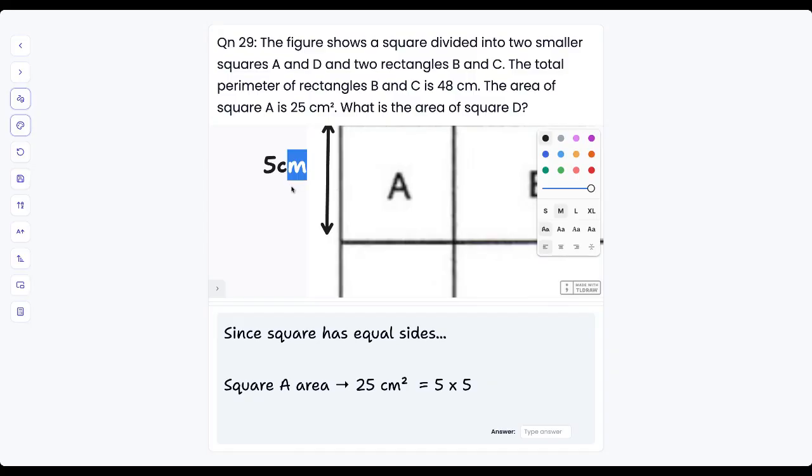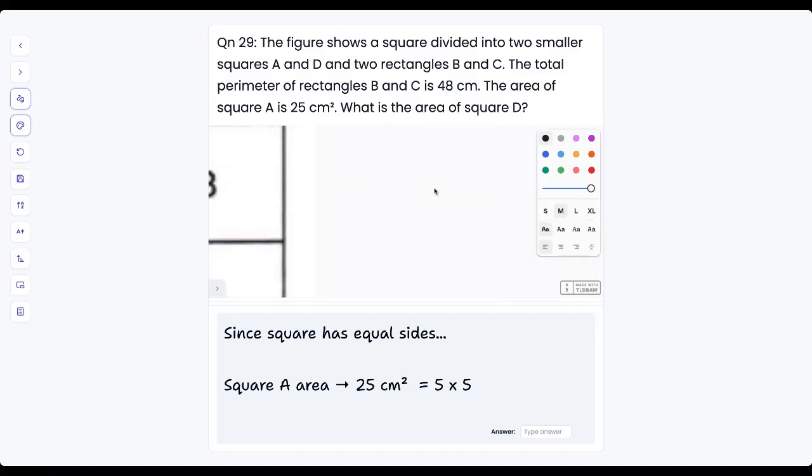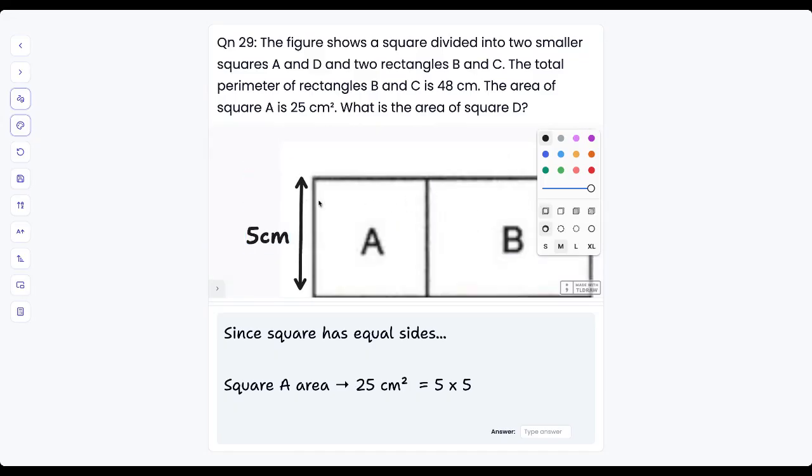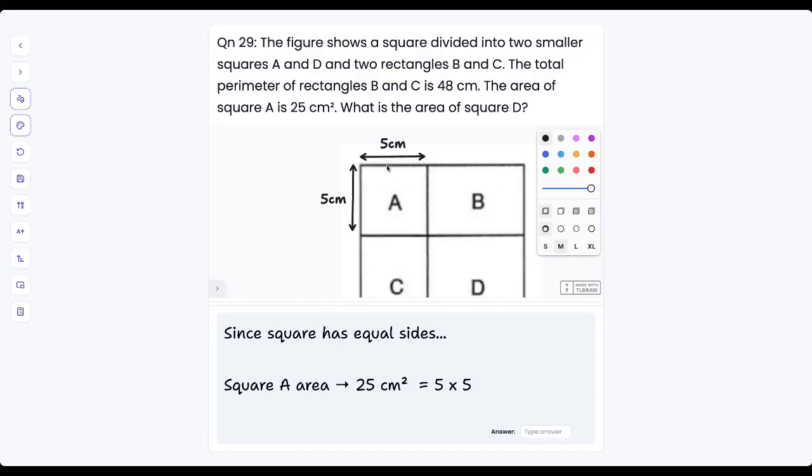Okay, so I see over here 5 centimeters for A, and 5 centimeters for A as well. In this case, this also means that one side of the rectangle is 5 centimeters, and the other rectangle is also 5 centimeters, since they are the same rectangle as well. So the total perimeter of rectangles B and C is 48 centimeters.